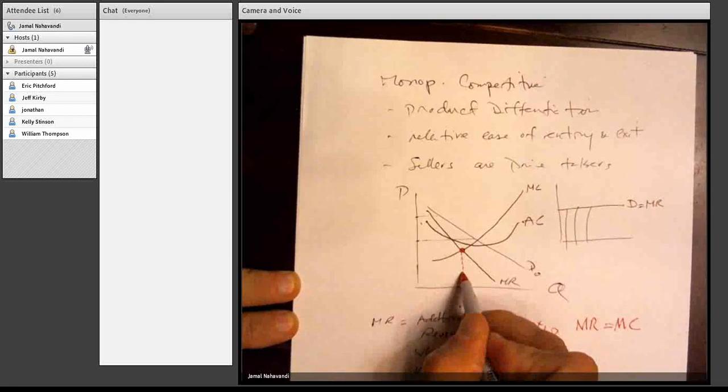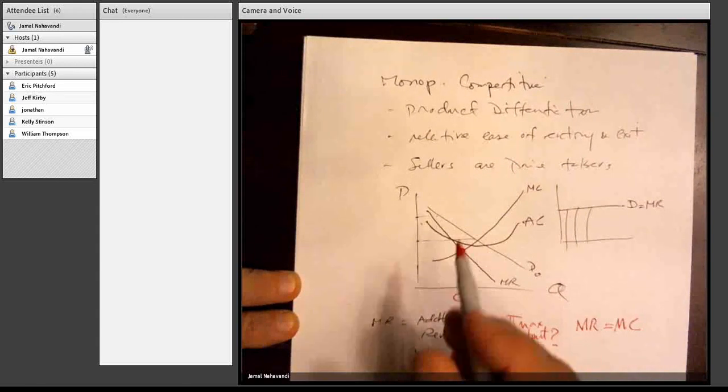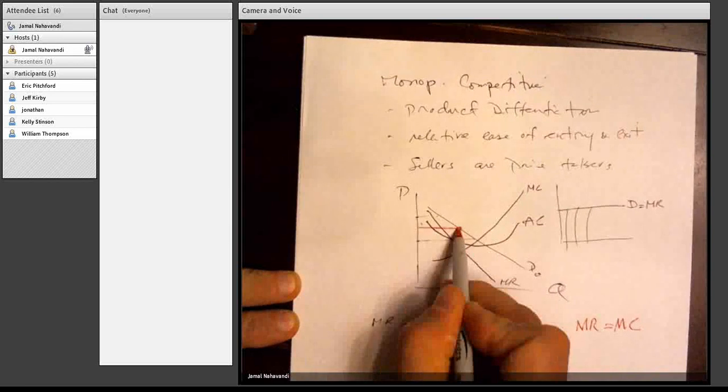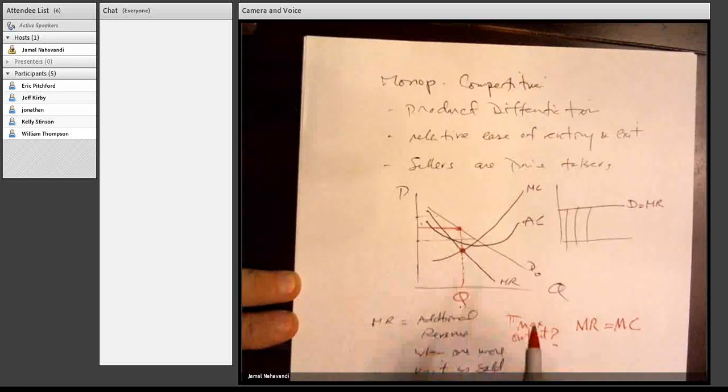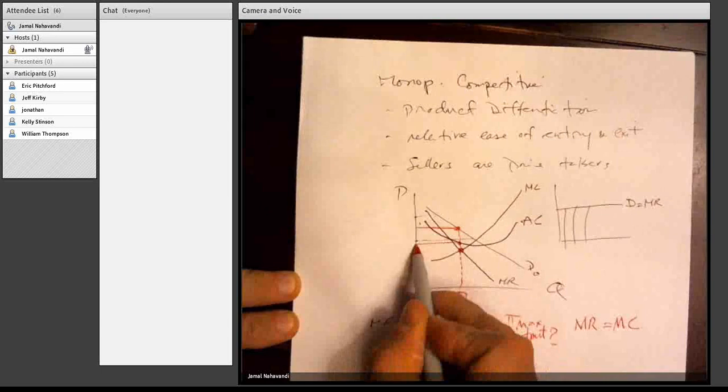That will tell you the level of output you must produce to be a profit maximizer. How much do you charge? Well, you trace it to the demand curve, and that tells what customers are willing to pay. And how much is your profit? Well, at this level of output, your average cost is here. So this is your average cost.